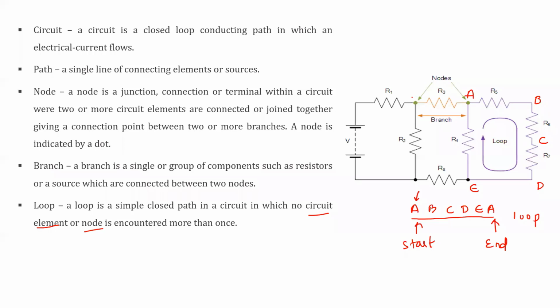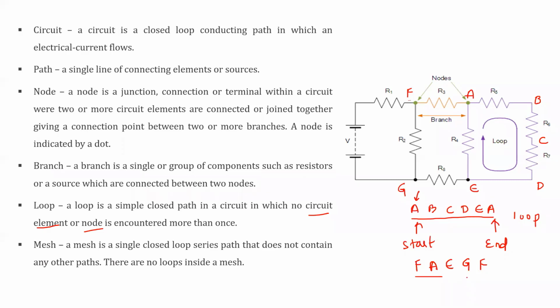Other than this, F and G. Okay, I take a path from F, A, E, G and back to F. Other than the first node, F, none of the nodes are repeated. Now, none of the elements are repeated. If that is the case, we can call that a loop.